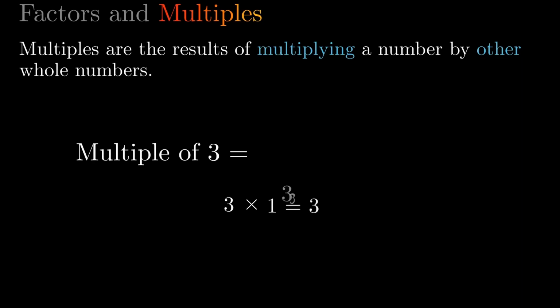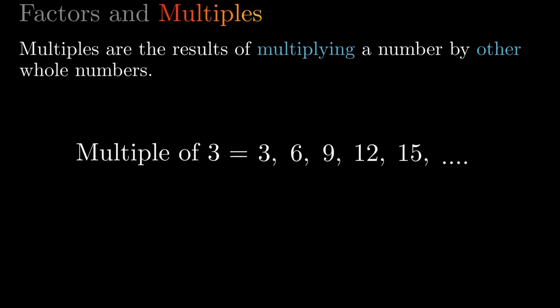3 times 1 is 3. 3 times 2 is 6. 3 times 3 is 9. 3 times 4 is 12. 3 times 5 is 15. And so on. As the text says, multiples go on forever. They are an infinite list.